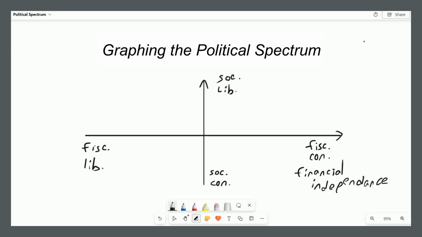So any person or political party can qualitatively decide where they are on the axis of financial independence and where they are on the axis of leniency of social norms, and based on that, align those positions and plot a point which represents generally their political views.